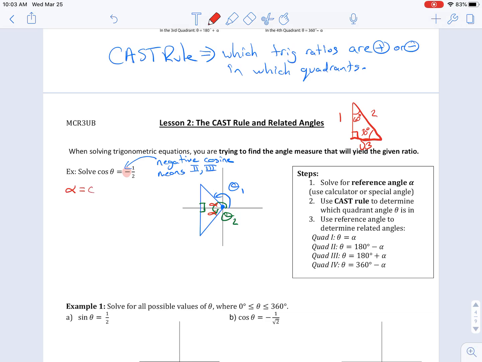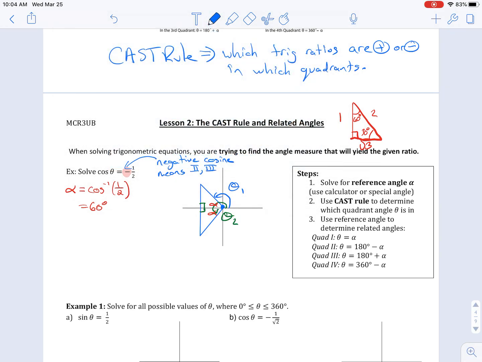The other way to do this is to also just rely on your calculator and you punch it in. And you punch in the positive version to get the related acute angle. If you don't use the positive version, it won't work. So I take the negative away and I punch that in and yeah, we get 60. So that tells me the related acute angle.